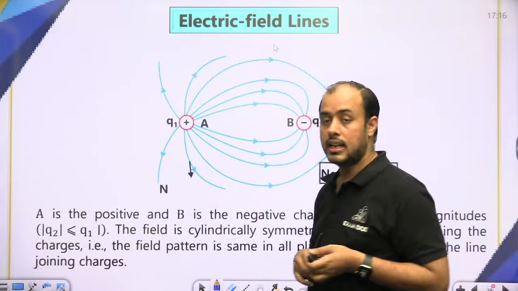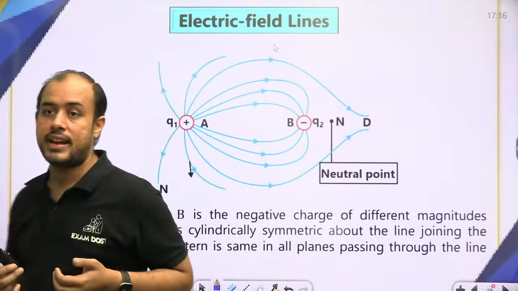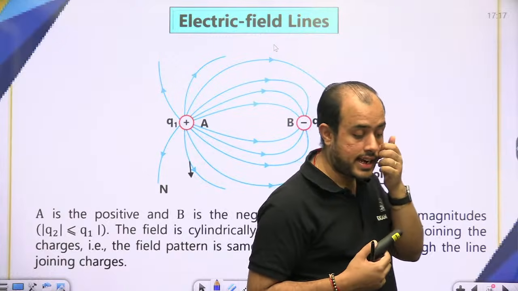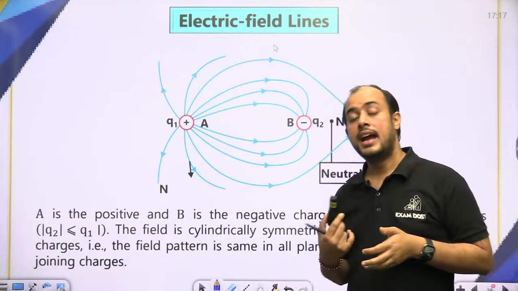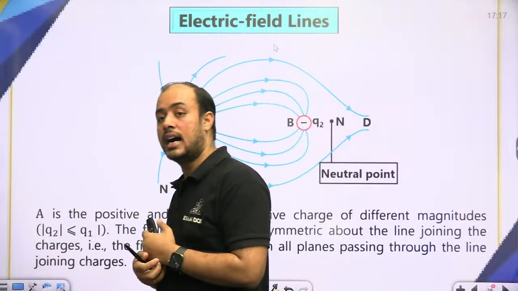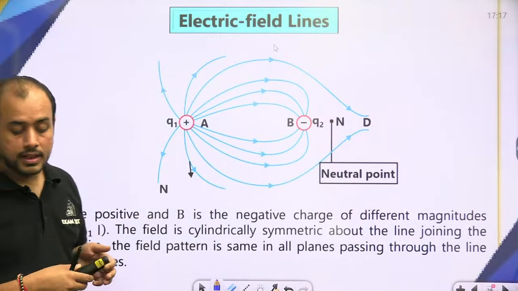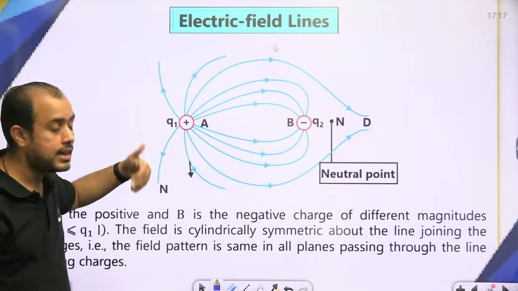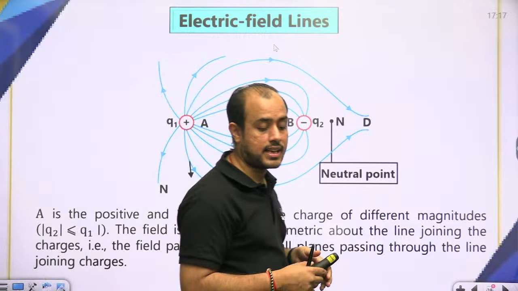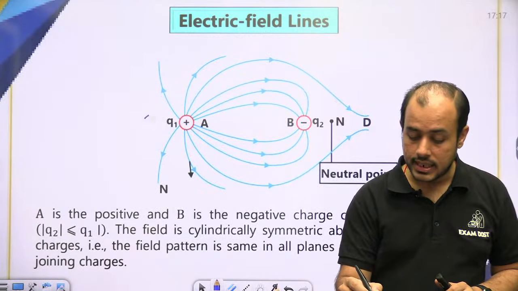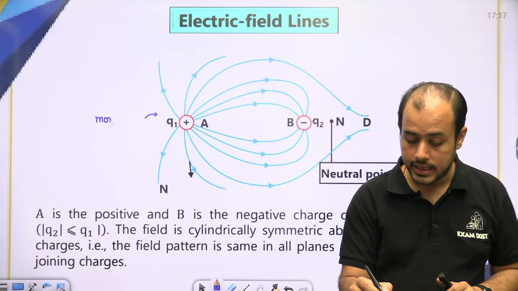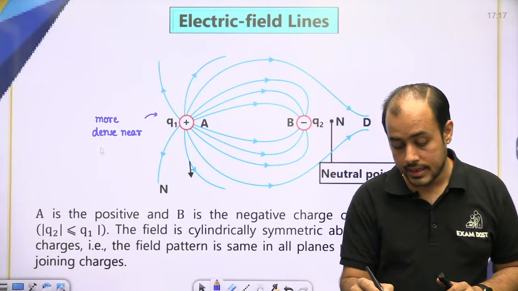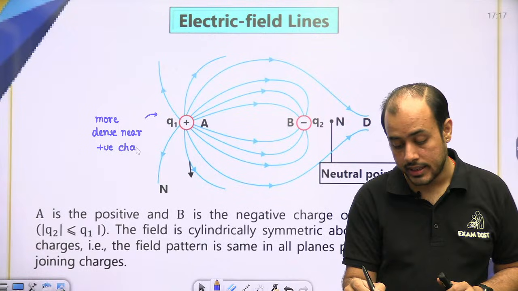Okay, now when you talk about a positive and a negative charge, the electric field lines will start from a positive charge and end at a negative charge. And wherever the electric field is zero, it is called a neutral point. Now electric fields are more condensed near the positive charge because the magnitude of the positive charge is higher. ठीक है? तो ये ज्यादा डेंस है, more dense near positive charge. काहे ज्यादा डेंस है बेटा? क्योंकि मैग्नीट्यूड ज्यादा.